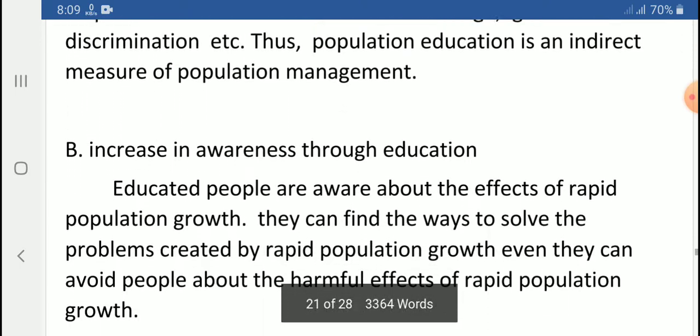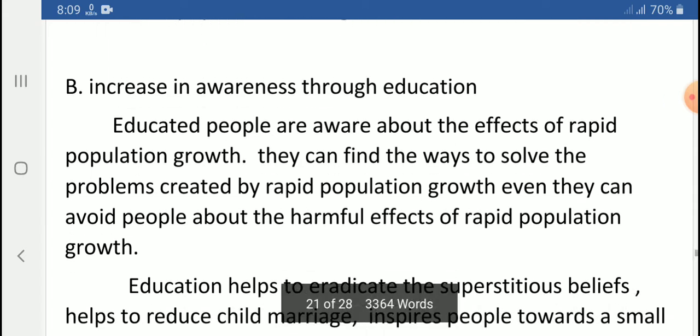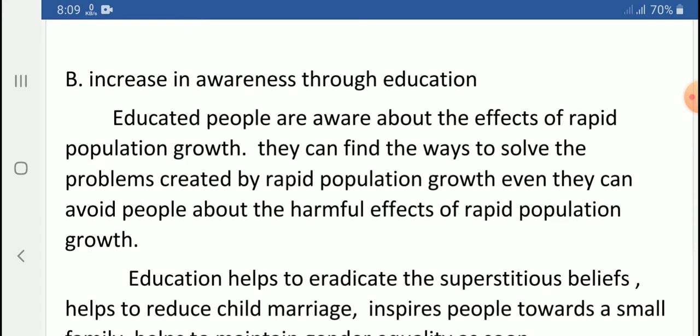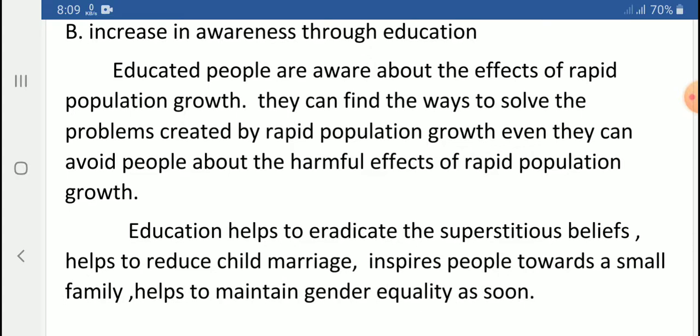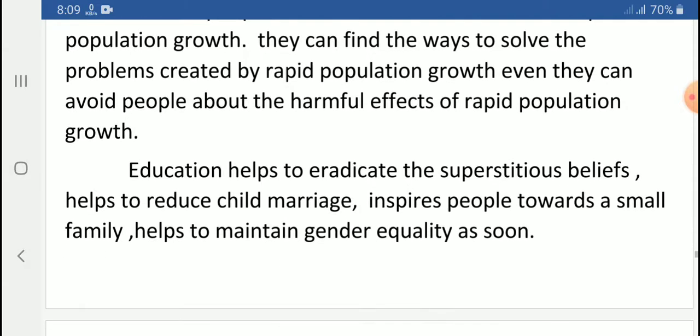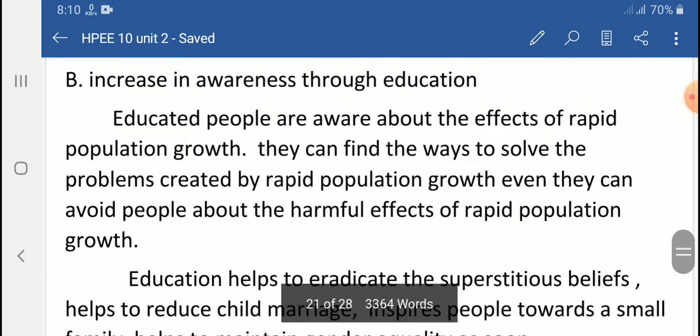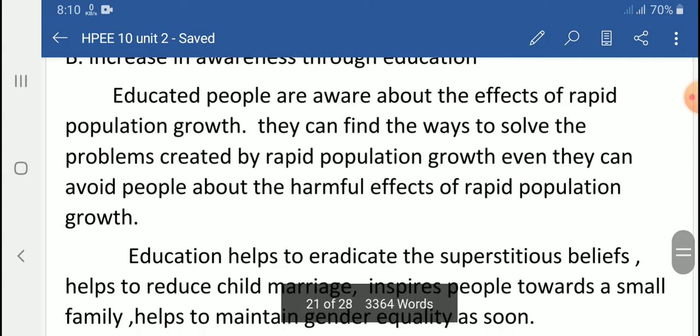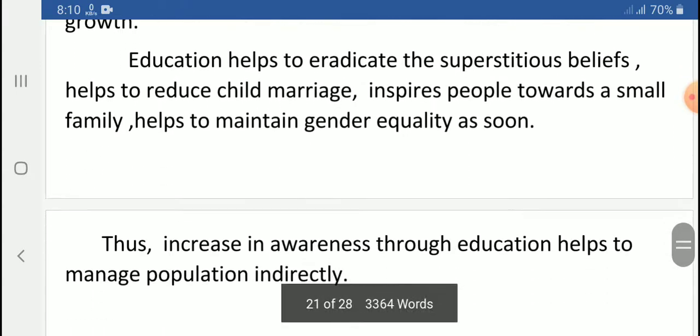All right, so, increase in awareness through education. Educated people are aware of the effects of rapid population growth, so they can find ways to solve the problems created by it, and they can make other people aware of the harmful effects of rapid population growth. Education helps to eradicate superstitious beliefs, helps to reduce child marriage, inspires people towards a small family, helps to maintain gender equality, and so on. So awareness through education is one of the indirect measures of population management.